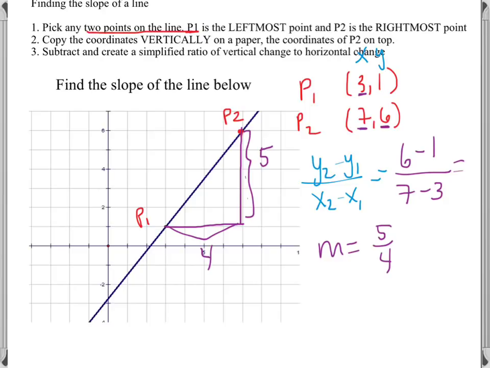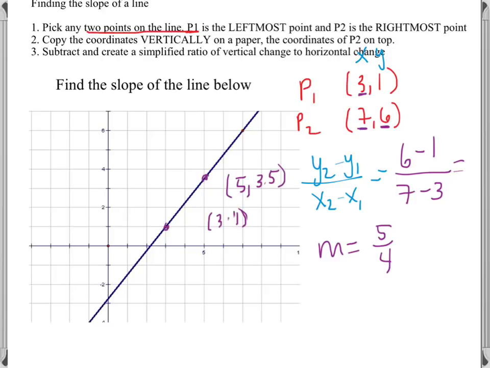Now, a question might be, well, are those special points? Could I have picked other points and determined the slope of this line? So I just paused the video and I found 2 more points here. Let's say that this new one is P1. It's actually our old P1. And this new point is our P2. And I wrote down the coordinates. P2 is 5, 3.5. And P1 is 3, 1. And I'll find the slope using these 2 points now.